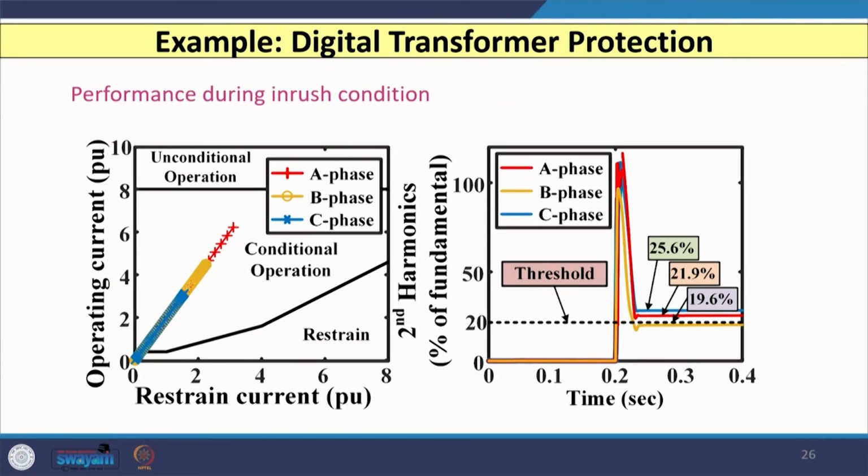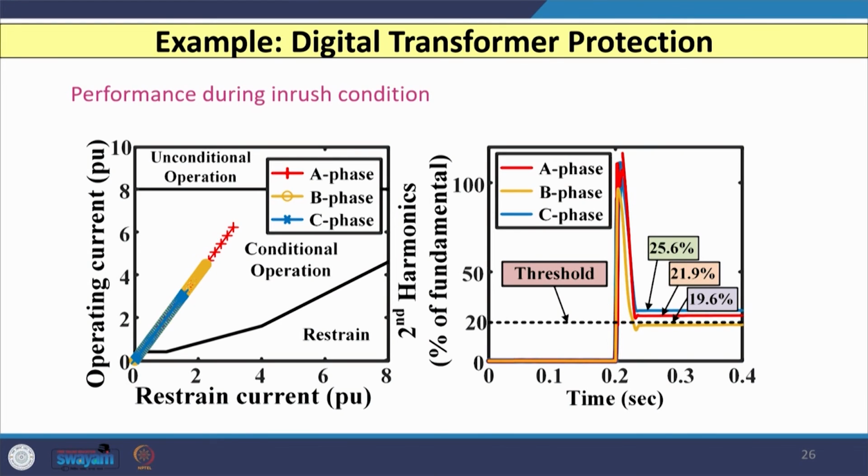Whatever settings we have carried out, those settings are such that the relay should not operate in either the transformer tap change condition or in case of external fault situation. However, if any internal fault is there, then the relay must operate. Now, with this background, I have shown the two important graphs.